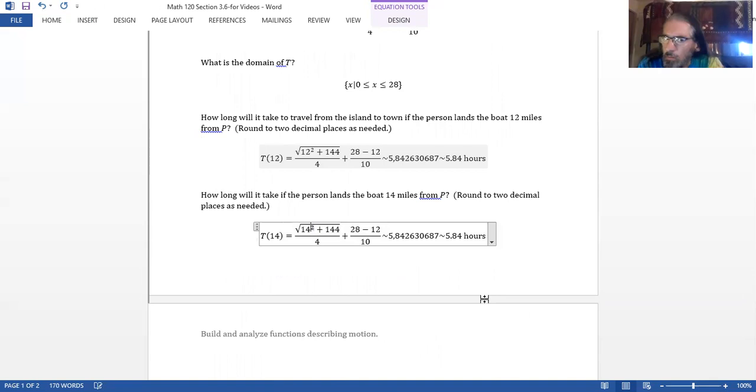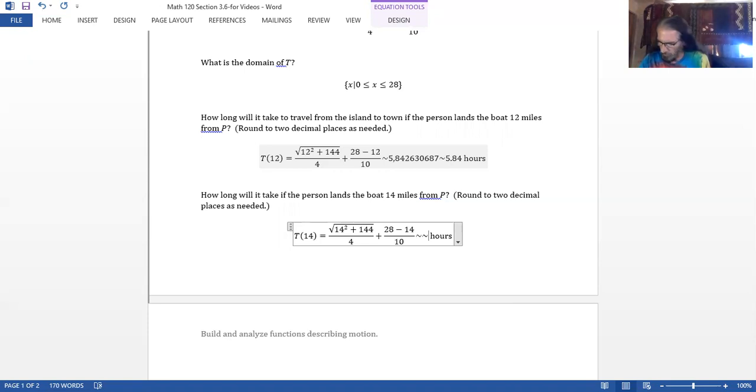14 squared plus 144 is still under the square root. And let's see what happens. 14 squared, I think that's 196. Yes, add the 144. We've got 340. Take its square root, 18 point something. Divide by 4, that's 4.6 something. And we're going to be adding 14 over 10, so 1.4. I'm actually getting something larger this time. The entire thing I'm coming up with is 6.00977 2229. And rounding that to the hundredths place, this one's going to round up to 6.01 hours.